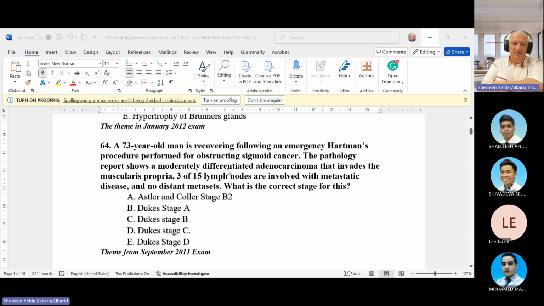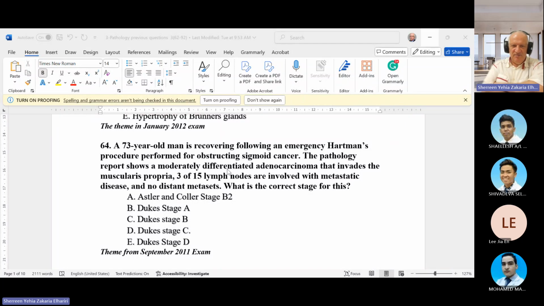A 43-year-old man is recovering following an emergency Hartmann procedure. Of course, the Hartmann procedure occurs on the left side of the colon, usually in cancer or diverticulitis, to bring the two ends outside. It was performed for obstructive sigmoid cancer. You know, rectosigmoid cancer is a common type of cancer in the colon. The pathology report shows moderately differentiated adenocarcinoma, which is common.